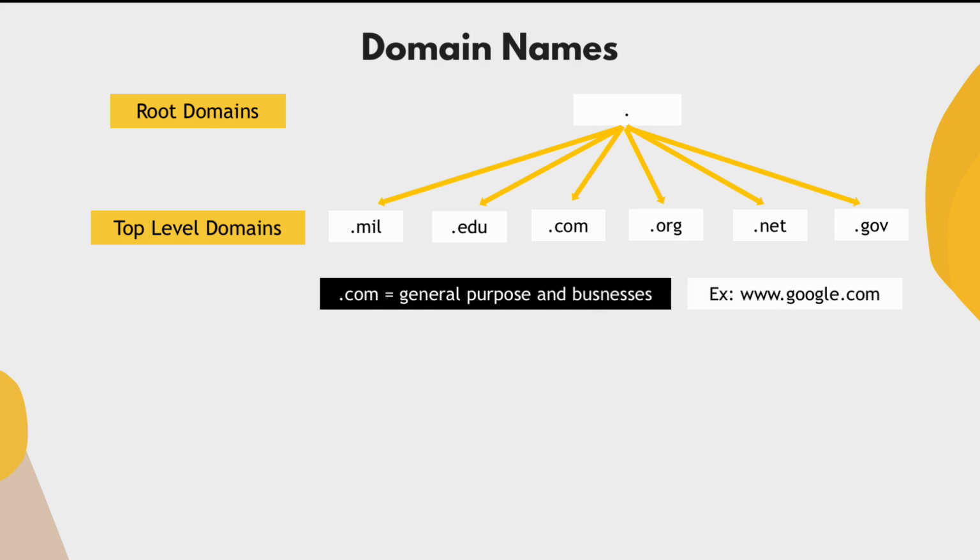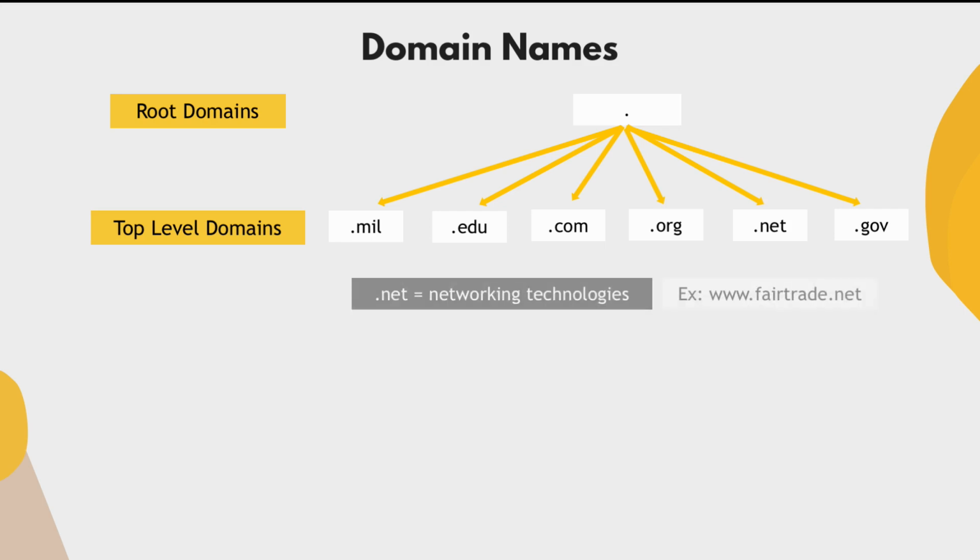Then we have .com, which is more general purpose and usually used for businesses because com stands for commercial. Then we have .org, which is for non-profit organizations usually. The next one is .net, originally for networking technologies like internet service providers or any other infrastructure provider companies, but today it's more general purpose and can be used by all types of businesses. And finally we have .gov, which is for government.